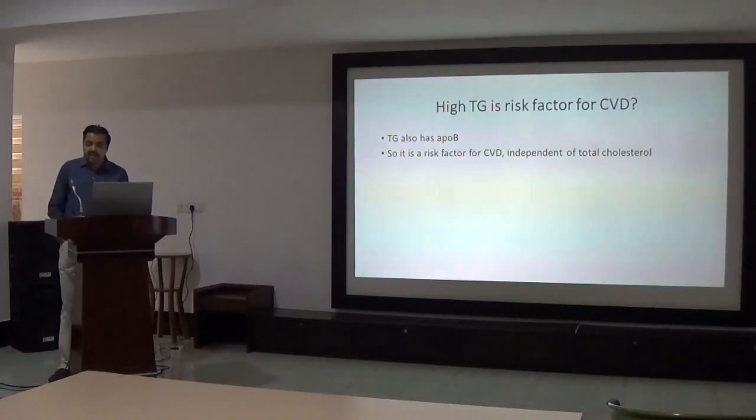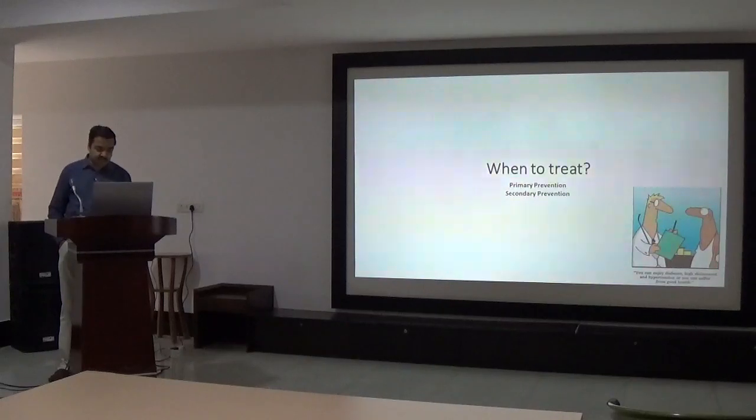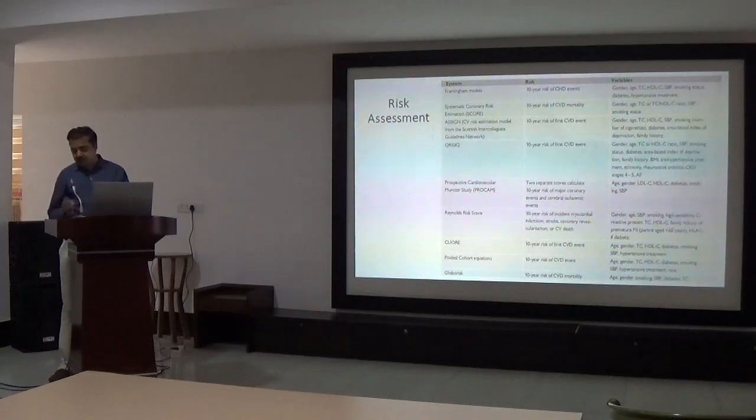Is high triglyceride a risk factor for cardiovascular disease? Yes, triglyceride-rich ApoB particles are a risk factor for cardiovascular disease to a certain extent, independent of total cholesterol levels. So when should we treat? That is again subdivided into two parts: what is primary prevention and what is secondary prevention? Secondary prevention is very simple. That is, after any atherosclerotic cardiovascular disease, the patient needs secondary prevention for dyslipidemia. What is to be discussed in detail is primary prevention, and there are multiple guidelines.